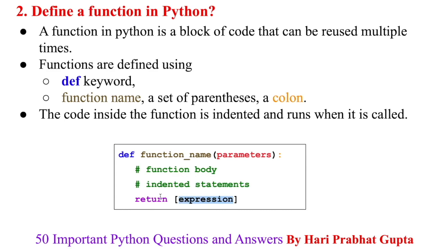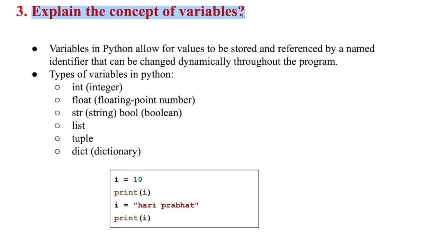Finally, the function can return a value using the return keyword followed by the expression or the value that will be returned by the function. So the question is explain the concept of variables. A variable in Python allows you to store values and reference them by name identifiers, and you can change the value of a variable dynamically throughout your program.